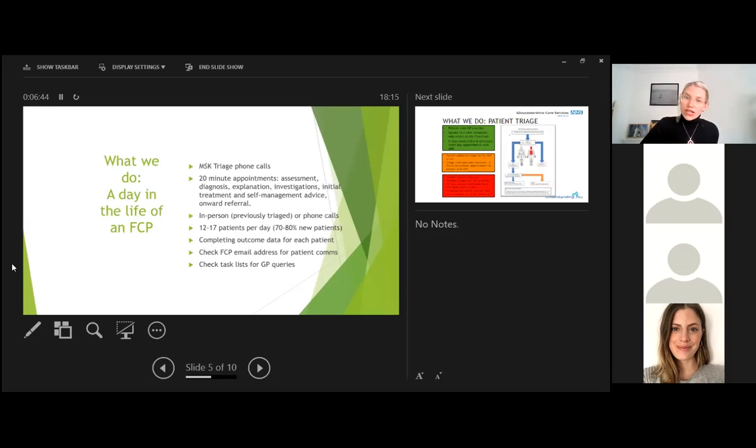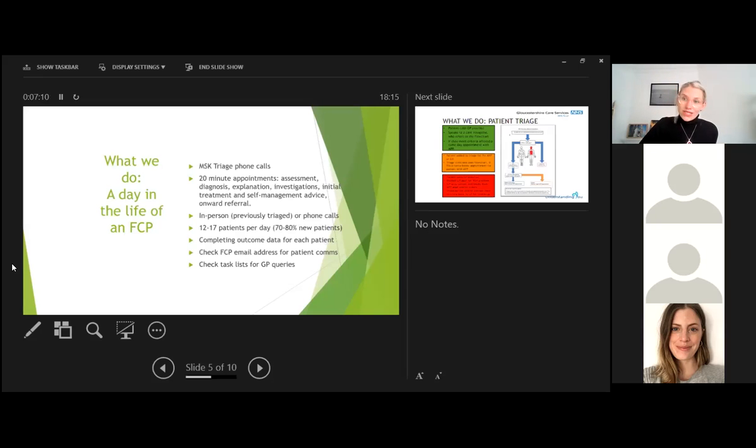There's a mixture of in-person and phone calls. So the in-person ones are currently being triaged because of the pandemic. And that totals to about 12 to 17 contacts per day. And that's approximately 70 to 80% of those contacts you haven't met before. So they're new patients, or they're patients that have previously used the service and have a new problem.